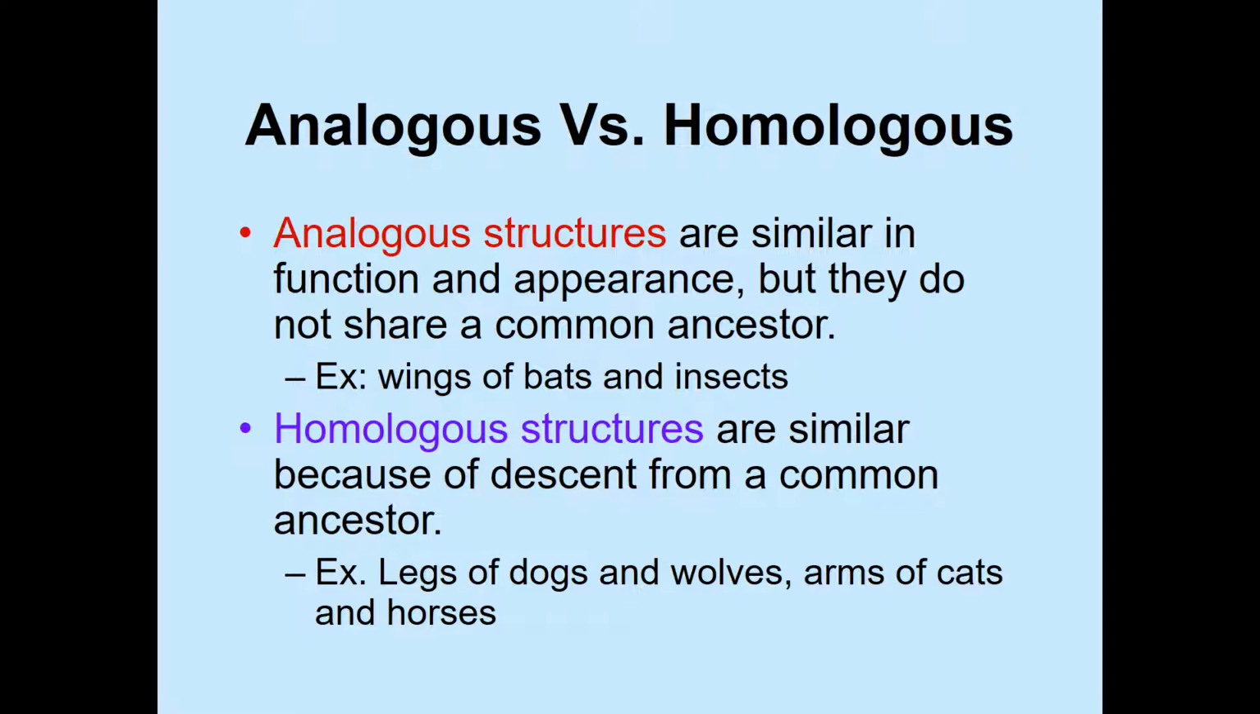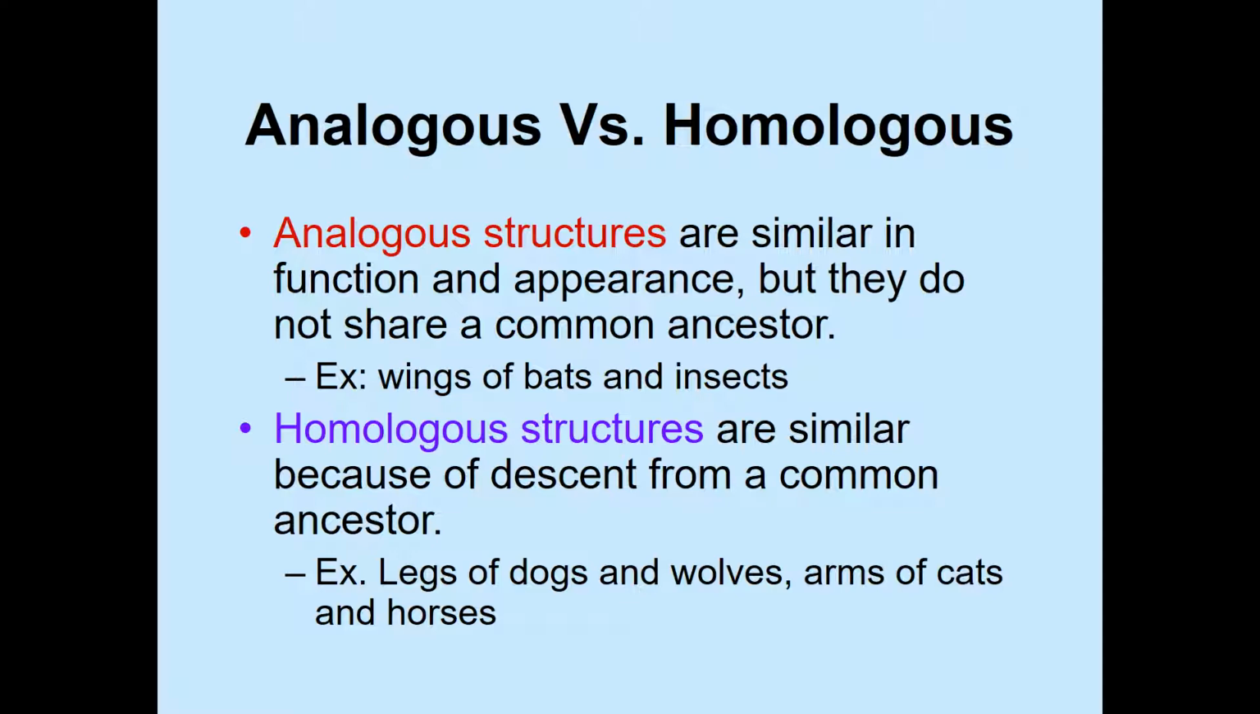Now, analogous structures. Analogous structures on different animals don't share a common ancestor, but they're similar in function and appearance. Okay, the classic example is the wings of bats and insects. A bat is a mammal, and an insect is an arthropod. Okay, they're all in the animal kingdom, but they're very, very different. They don't typically share a common ancestor. Okay, they're not that similar as far as being classified.